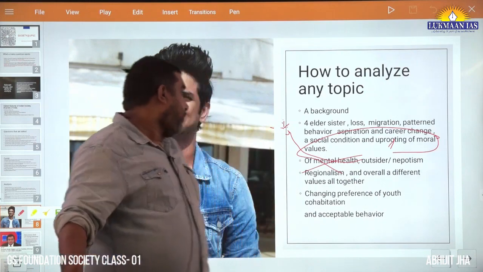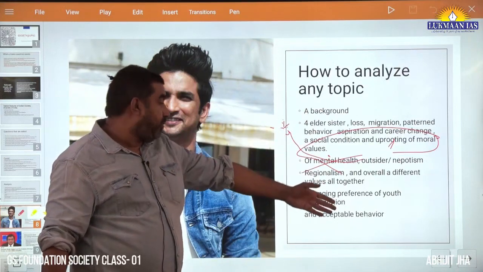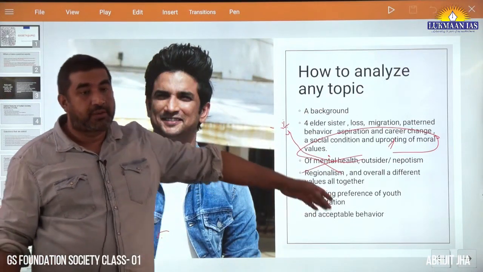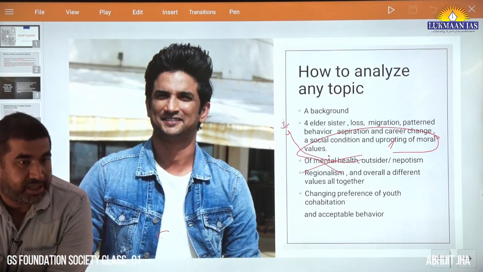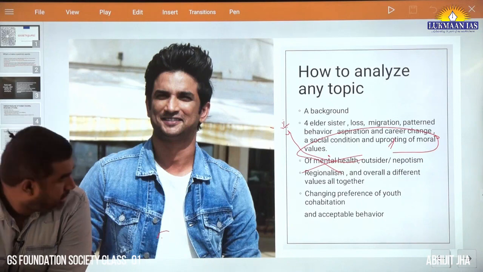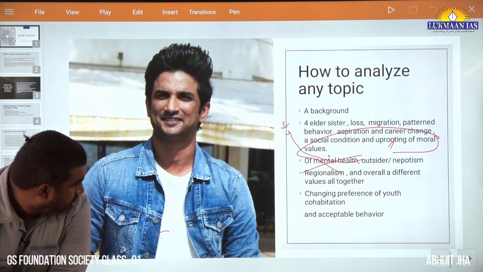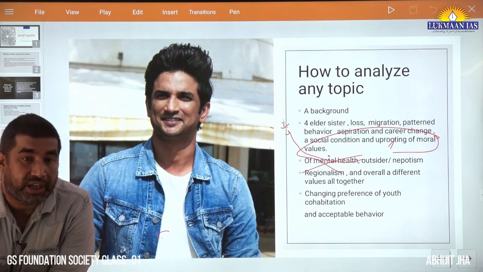Now, his values were completely different. Changing preferences of the youth: cohabitation, marriage without responsibilities. In this case, I believe they were not married, they were in a live-in relationship or marriage by trial. Things did not work out and they fell apart. So, acceptable behavior. See, what is acceptable behavior according to you may not be acceptable behavior according to me.